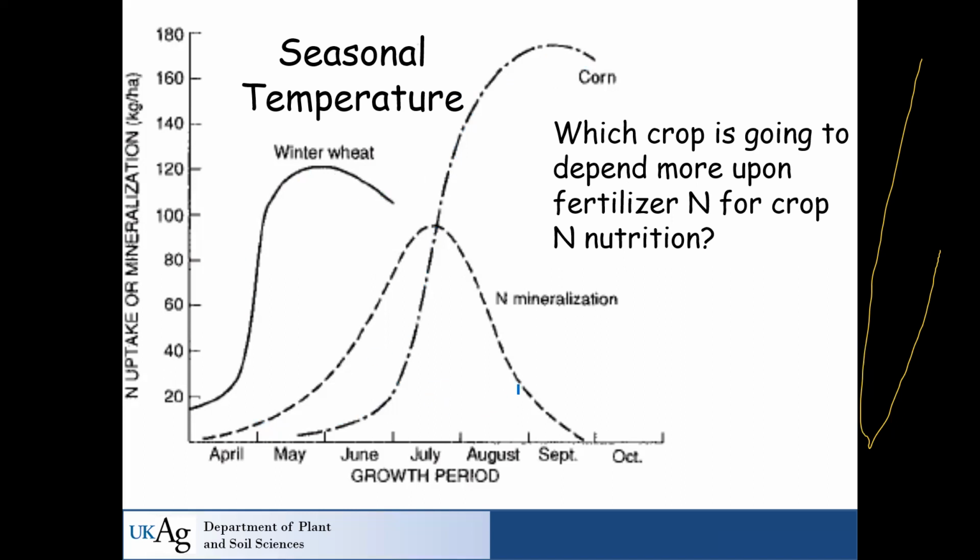But if we look at how the soil mineralizes nitrogen from its reserve, from the organic nitrogen pool, this one looks like this. So if you ask yourself, which of these crops is going to depend more on fertilizer nitrogen for its crop nutrition? Well, it's going to be winter wheat, because the soil is delayed relative to the need of the wheat for nitrogen. The soil is delayed at providing that. And what we find is wheat has a much higher fraction of its nitrogen that has to come from added fertilizer or some other input than from the soil reserves themselves.